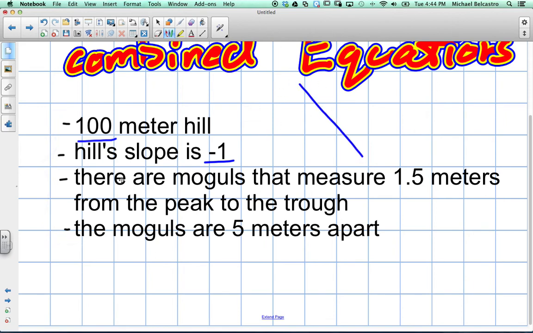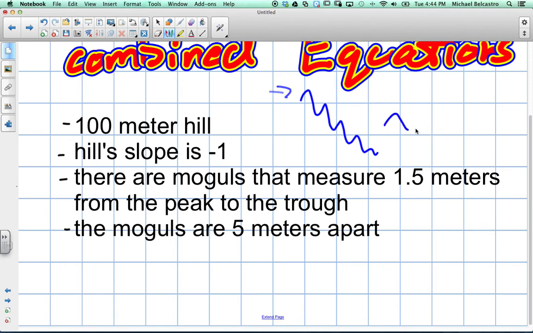So we have some slope like this, but there are moguls on the hill. If it's sloped downwards, essentially the moguls create this type of effect. And they measure 1.5 meters from the peak to the trough, and the moguls are 5 meters apart. So essentially, what it's showing right now is the type of equation we have. They're going up and down over the moguls, but constantly heading downwards.